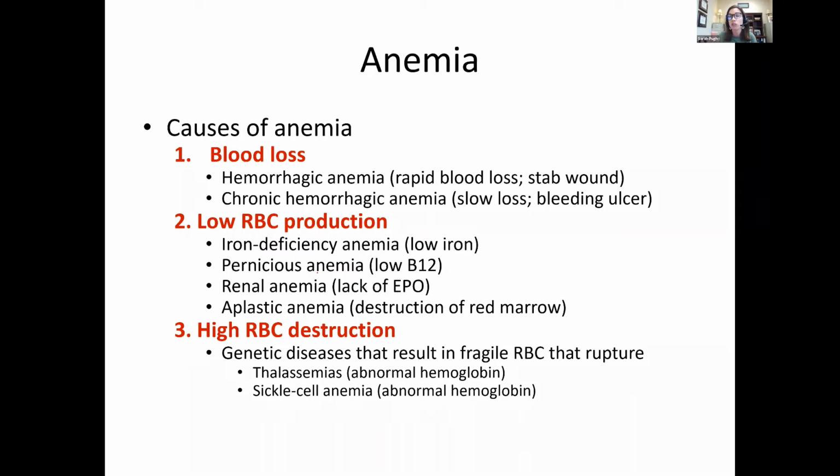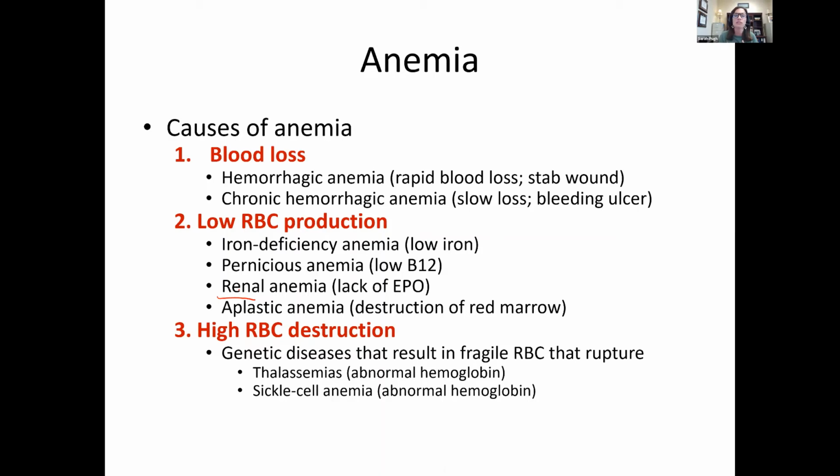Another type of low red blood cell production that causes anemia is called renal anemia. This one, obviously, that term renal, remember, means kidney. And so this is a lack of erythropoietin. Remember, that's the hormone that's being released from the kidneys that causes you to produce red blood cells in your bone marrow. So if you have a problem with the kidneys, if you aren't releasing enough EPO, then you're not making enough red blood cells.